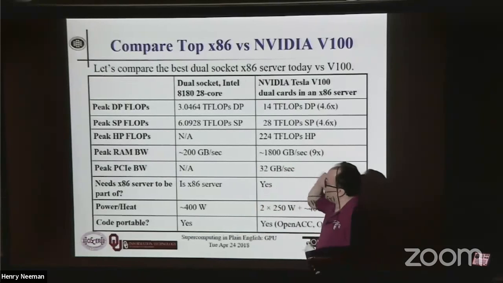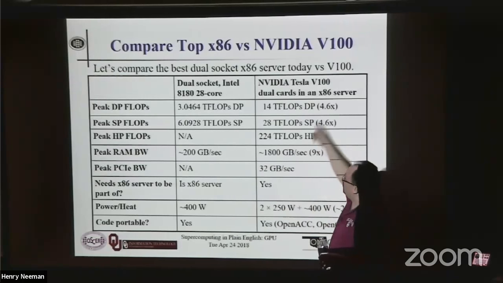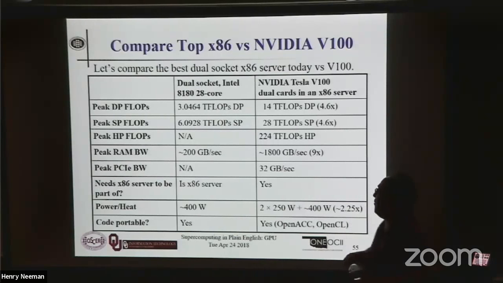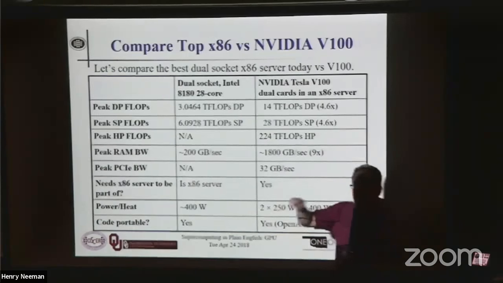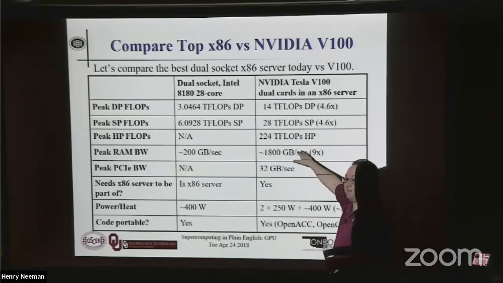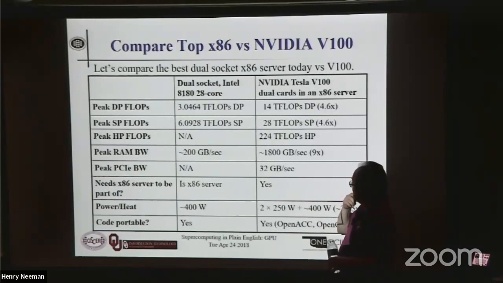Okay. So the RAM bandwidth now inside my server, 200 gigabytes per second, but these 2 cards collectively will do 1.8 terabytes per second. Wow. Again, terrible speed going over the slot that you plug the card into, but once the data is inside the card, 1.8 terabytes per second. 9 times as fast. But on the other hand, those cards are only going to get 32 gigabytes per second moving data in and out of the card.